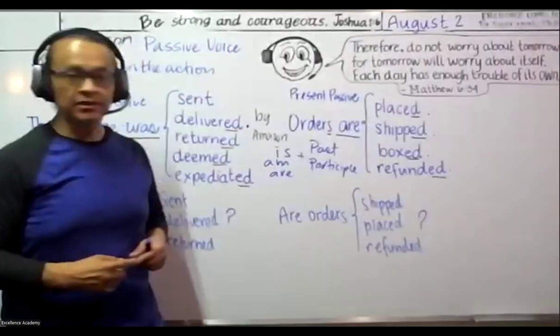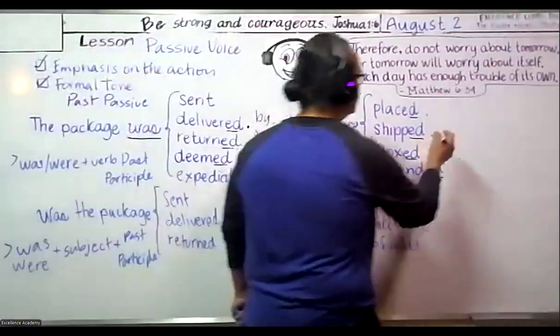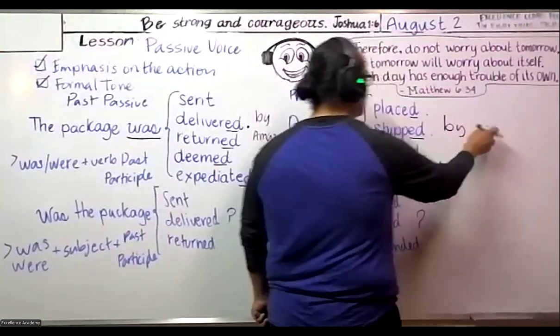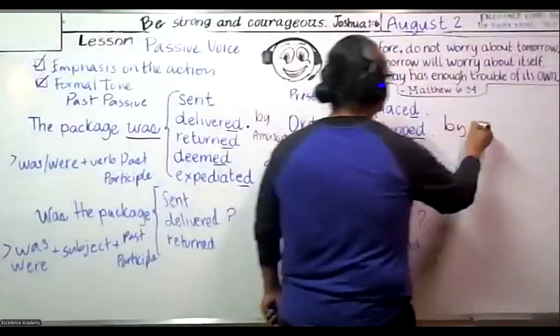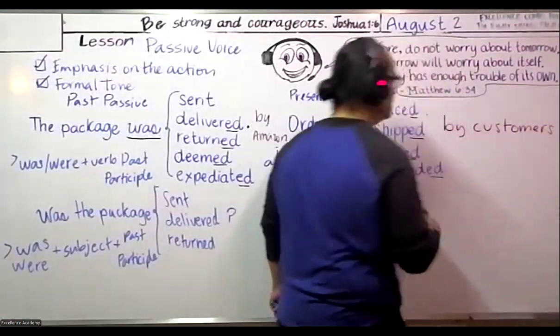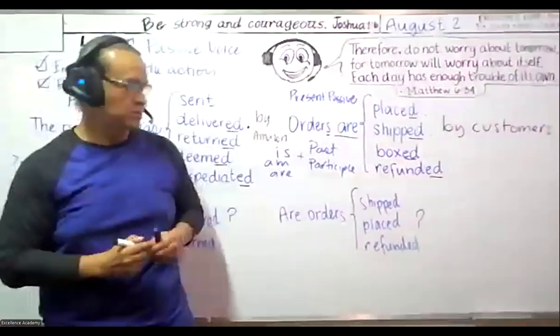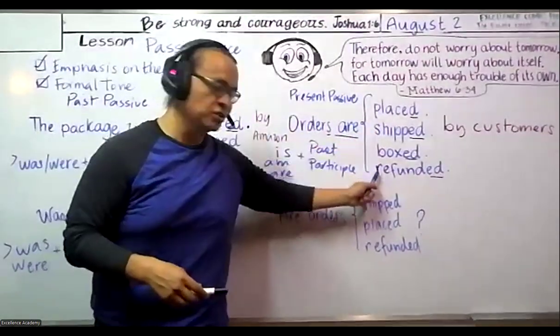It's not necessary to mention who performed the action, but if you wish to do that, then we'll use by and mention a performer. So orders are placed by customers, but it's pretty obvious that they're placed by customers, so we don't need to make emphasis on that, right? But rather we focus on the action.